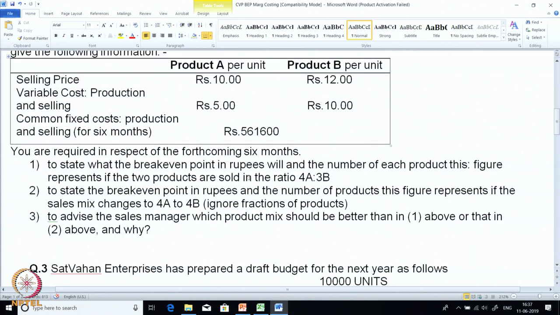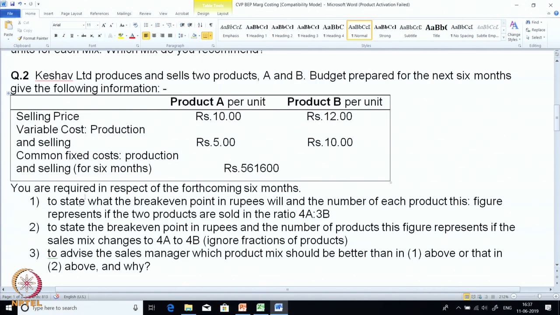Now based on this, it is very simple. You have to calculate the BEP in terms of rupees and the number of each product if they are to be sold in the ratio of 4A:3B. So they have a mix in mind, 4A:3B. If that mix is to be maintained, what will be the BEP in rupees and in numbers?